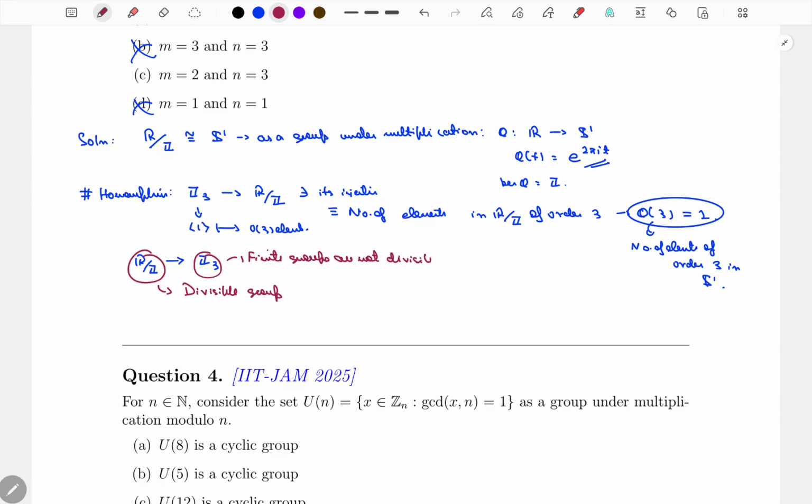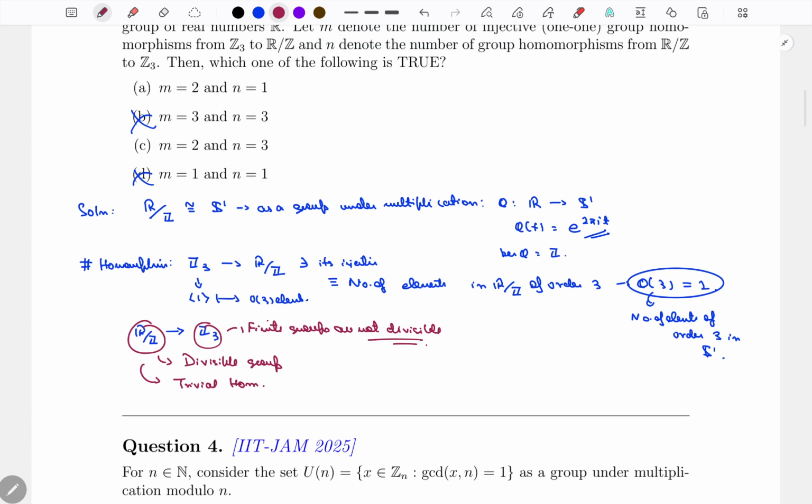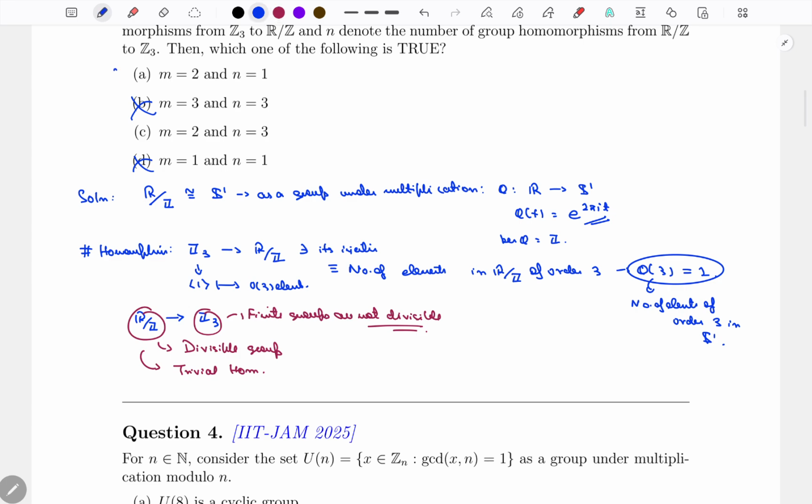Moreover, a homomorphic image of a divisible group has to be divisible. Any homomorphic image of R mod Z will be inside a finite group, so it will again be finite, so it cannot be divisible. Therefore, the only homomorphism possible here is the trivial homomorphism, and hence N has to be 1. So option A should be the correct answer.